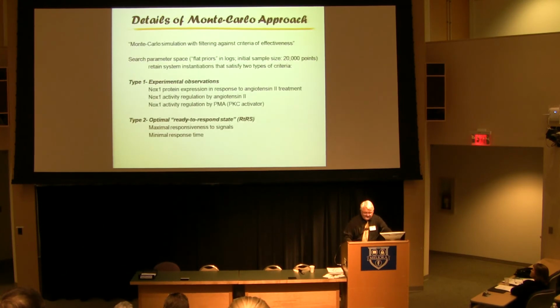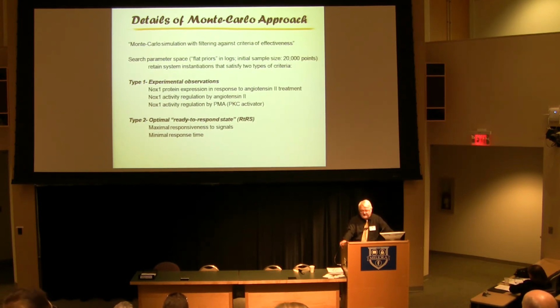So what we did was we used Monte Carlo simulation with filtering against appropriate criteria of effectiveness. So what does that mean? We use a parameter space for these variables. And in the end, we started out by asking, is the proteolytic flux as important as the recycling fluxes altogether? Let's put them all together and see whether those two are equally important or not. So we have flat priors in logs, so we look at the flux rates, and in biochemistry everything is logs, so we take logs. We start with 20,000 samples, and then we did some resampling and so on.